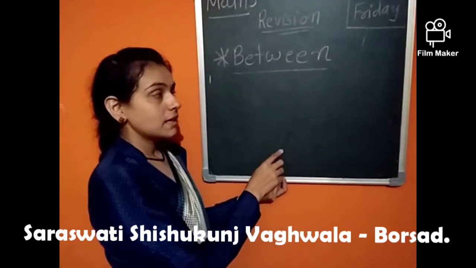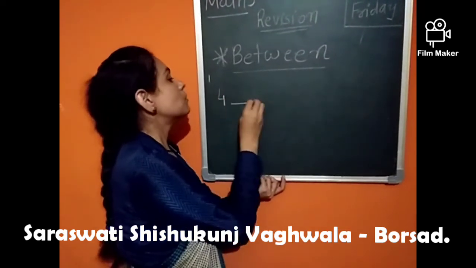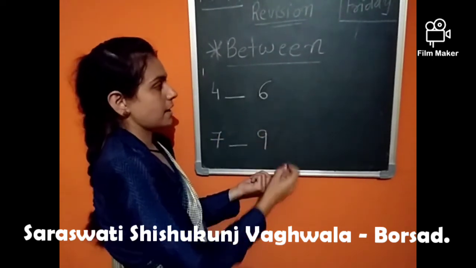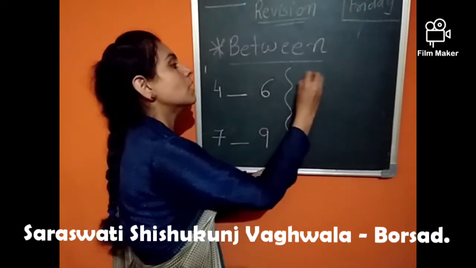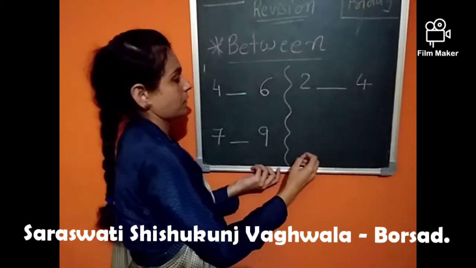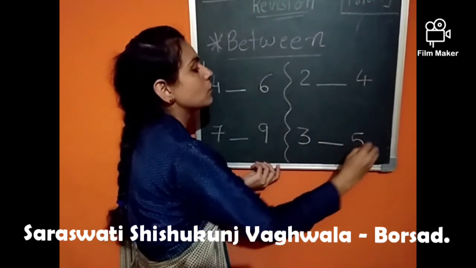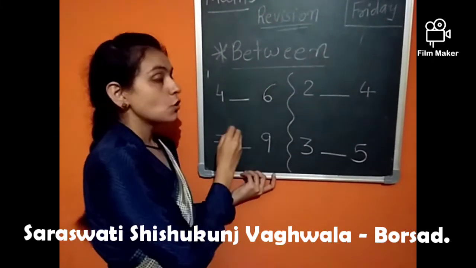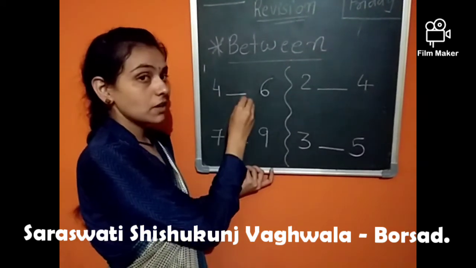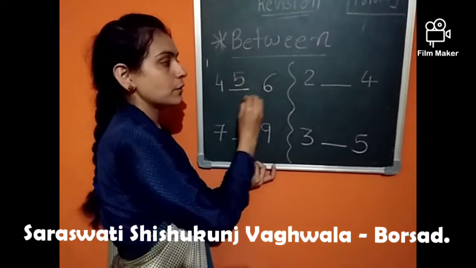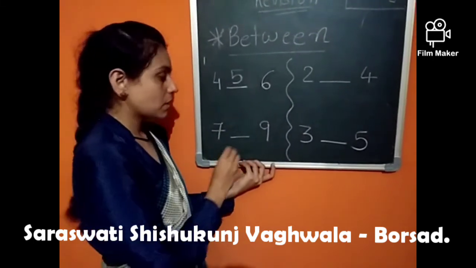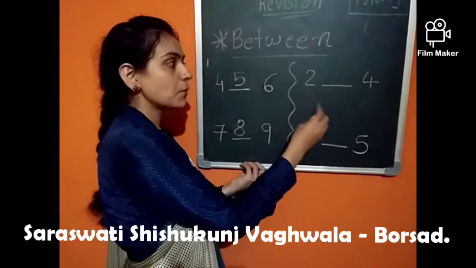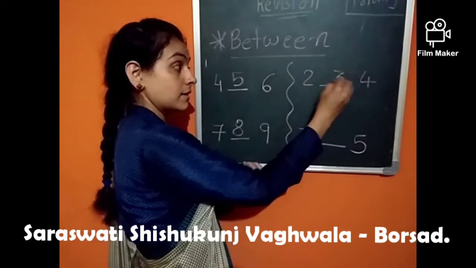Now between numbers, right? Suppose I write 4 blank 6, 7 blank 9, 2 blank 4 and 3 blank 5, right? So 4 blank 6. Again you have to speak the numbers. After 4, 5, so 4, 5, 6. Then 7, 8, 9. Okay? Same way here, 2, then 3, 4.